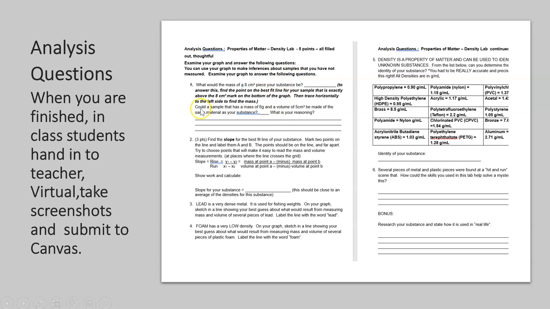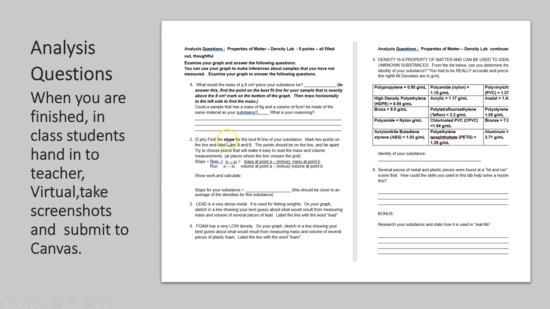And that's going to tell me the mass of an 8 centimeter cubed piece. Then it says, could a sample that has a mass of 6 grams and a volume of 5 centimeters cubed be made of the same material as your substance? What is your reasoning? So think about that.